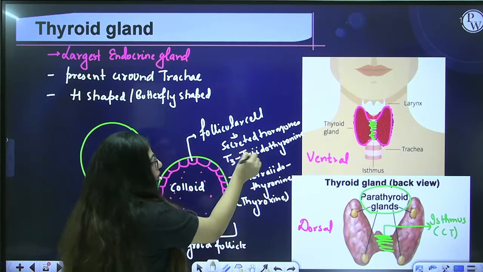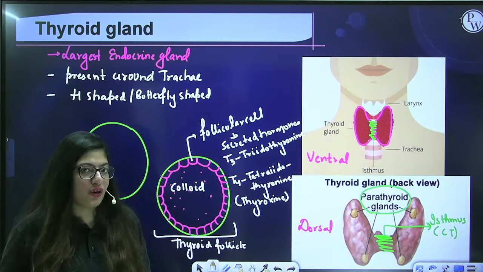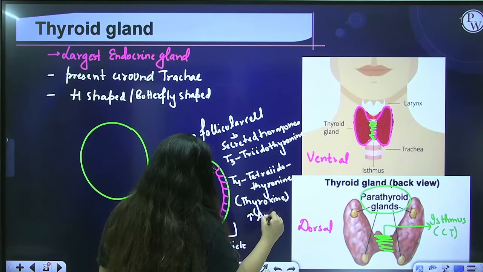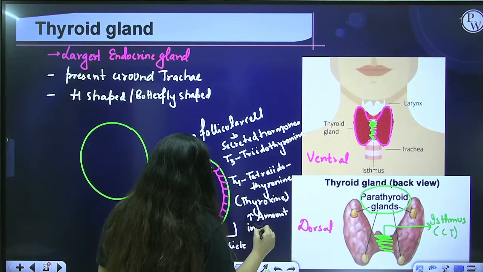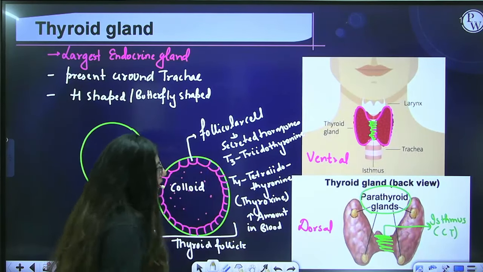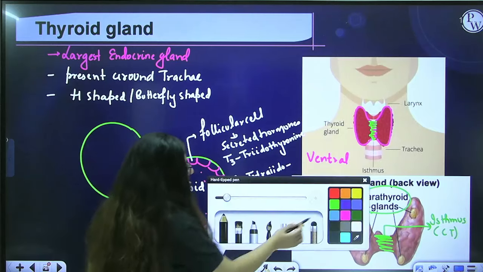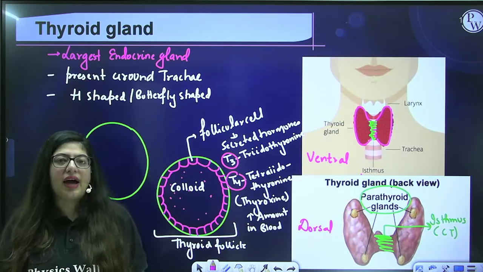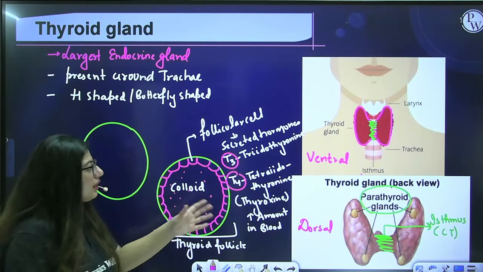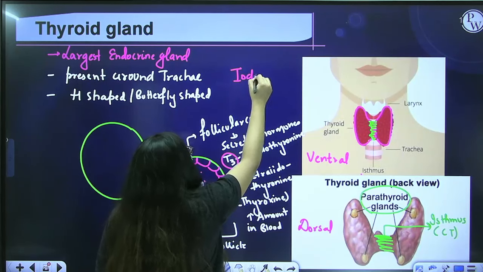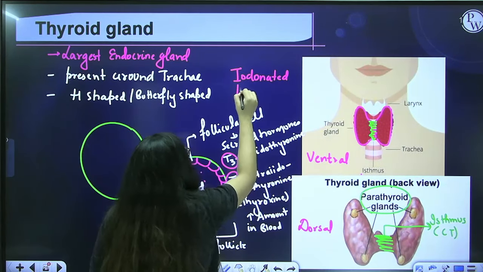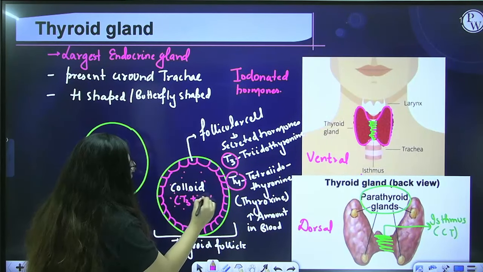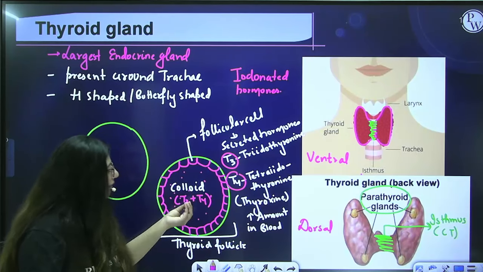Why is this known as thyroxine? Why is T3 not known as thyroxine? Because T4 is high in amount in blood. So if you see the blood sample of a person, in comparison to T3, the amount of T4 will be more. Now, why are they known as triiodo and tetraiodo? Because these are iodinated hormones. That means they have iodine.